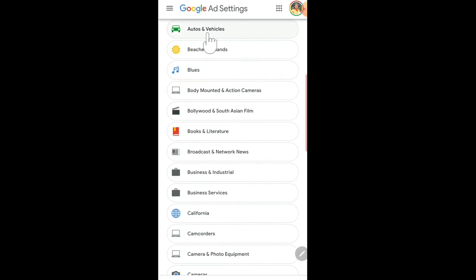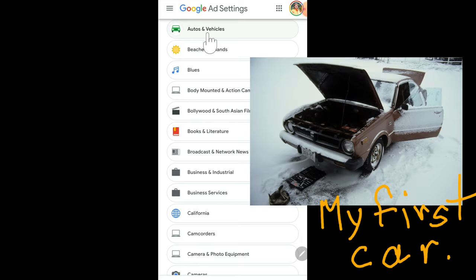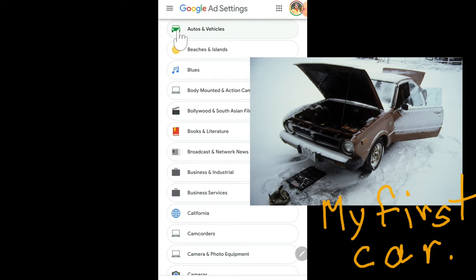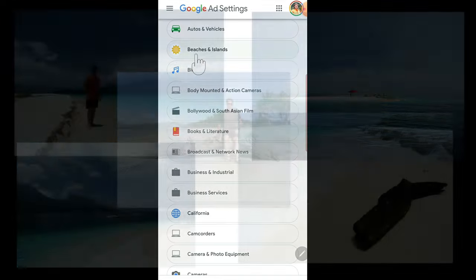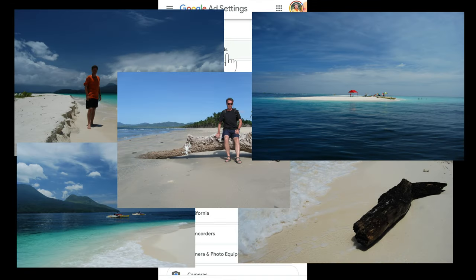Autos and vehicles, vaguely. I have not owned a car for decades, so I don't have a particular interest in cars. Beaches and islands, absolutely. I'm all about beaches and islands, though of course I haven't been to one for a very long time.